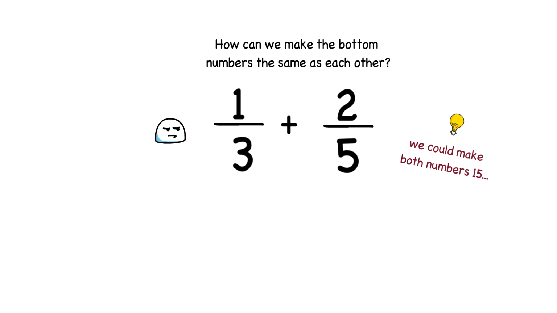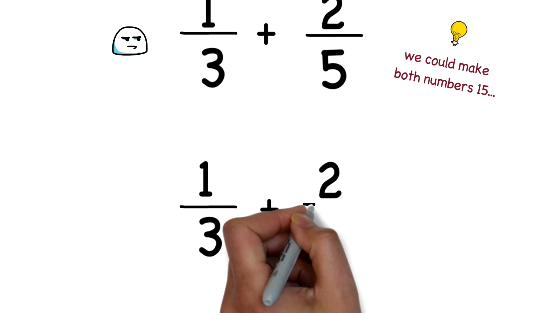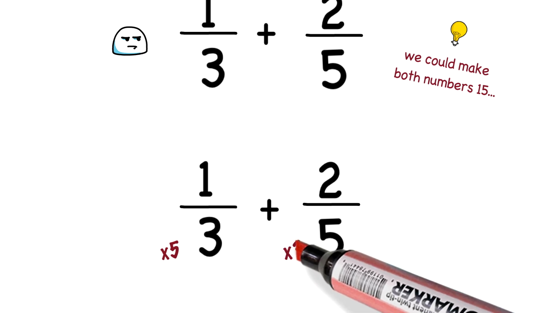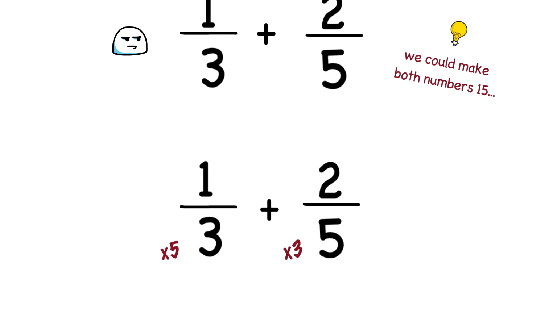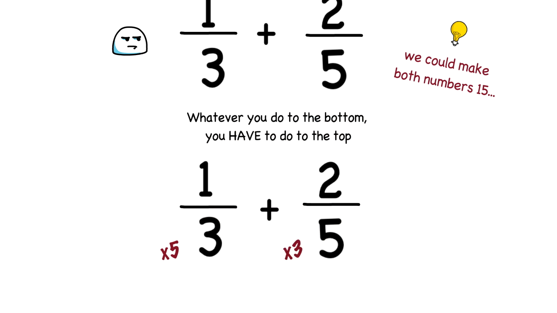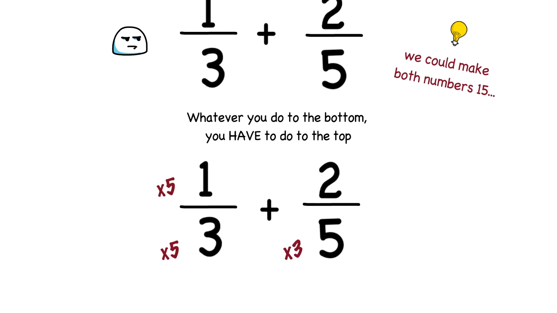So let's rewrite our fraction below. We can times the 3 by 5 to make it 15, and we can times the 5 by 3 to make that 15. But remember, whatever you do to the bottom, you have to do to the top. We're going to times the 1 by 5, and we're going to times the 2 by 3.